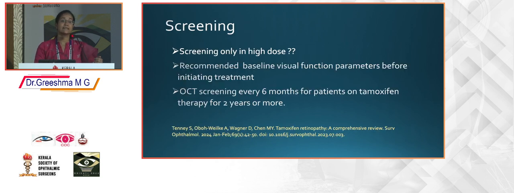Previously, screening was thought necessary only in high doses, but now a baseline visual screening is recommended. Before you start a patient on tamoxifen, ideally the baseline visual function has to be screened, and once the duration of treatment crosses 2 years, screening should be done every 6 months. Screening is basically by a fundus examination and SD-OCT, because OCT picks up the early pseudocystic changes of the macula.